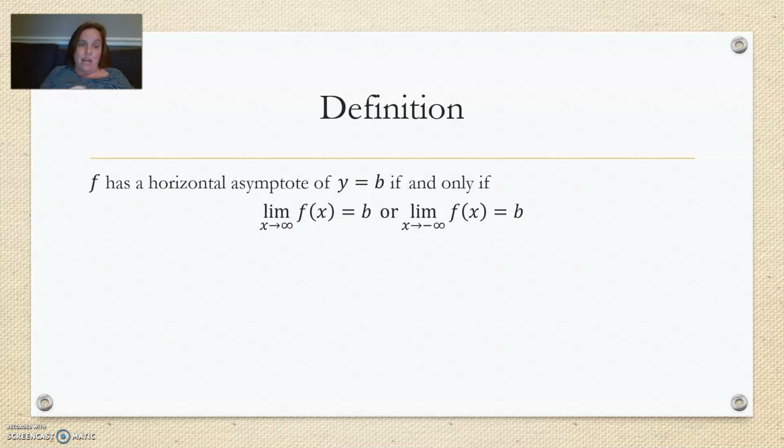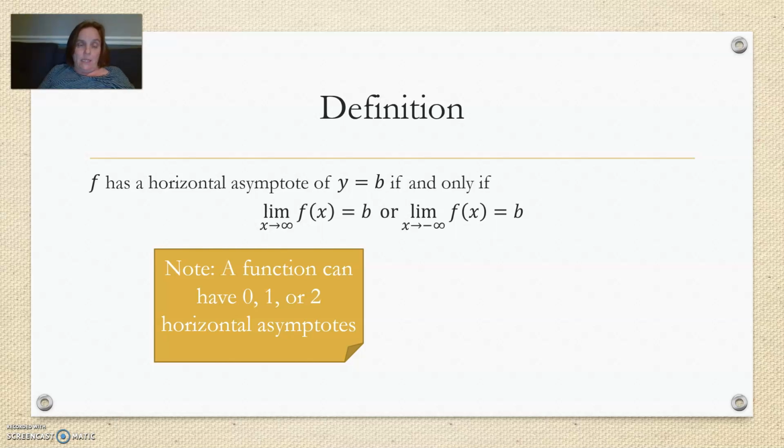As x goes out to infinity, is the function approaching a value? That would be an asymptote. Or as x goes out to negative infinity, is the function approaching a value? It is possible for a function to have no asymptotes. If the end behavior is infinity, then your function would have no asymptotes.